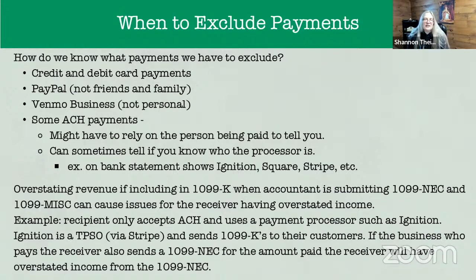Some ACH payments, and this is where you're really going to have to rely on the person that you're paying to know what their processor is going to do. I use Ignition, and Ignition sends me a 1099-K for all of my ACH transactions. In the resources, I have added a link to the FAQ that Ignition has, where they say that they issue a 1099-K for ACH transactions.